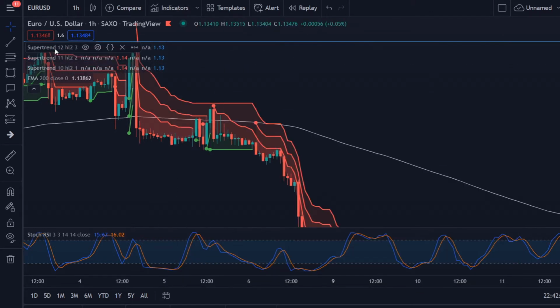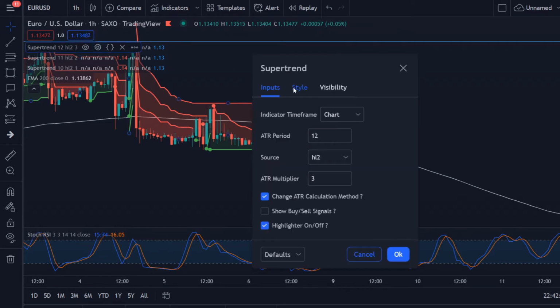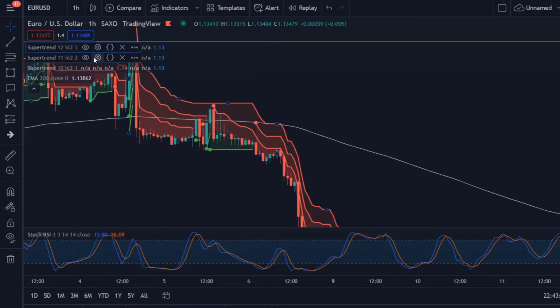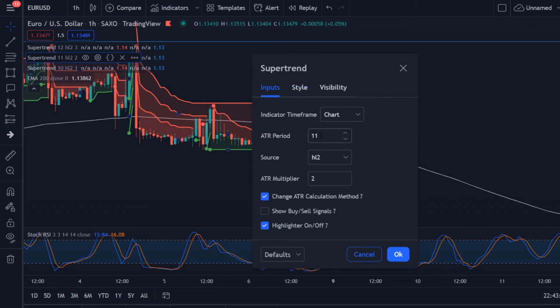Okay, over here, let me first go over the settings of the supertrend. You need a 12 and a 3: the ATR period is set at 12, and the ATR multiplier is set at 3, and I'm also disabling the show buy sell signals. That is the first one. Then we go to the next one, and that is 11 and 2, and again show buy sell signals is disabled. And the last one needs to be set at 10 and 1, and again show buy sell signals needs to be disabled.